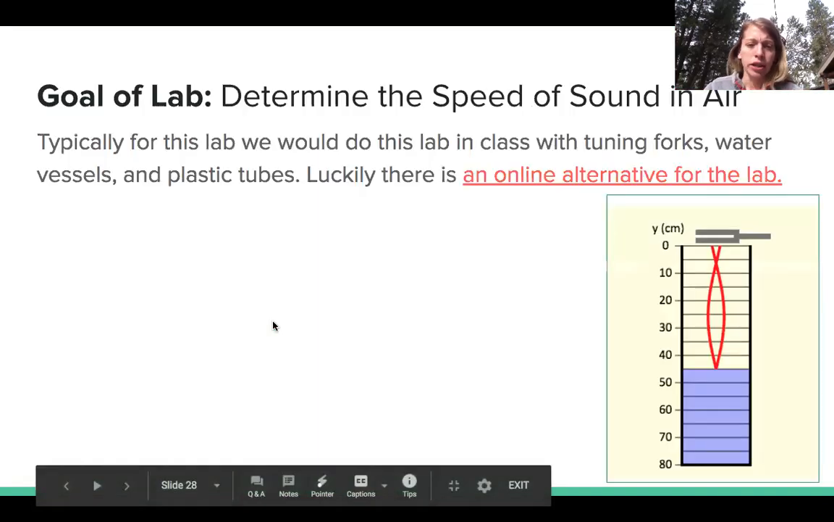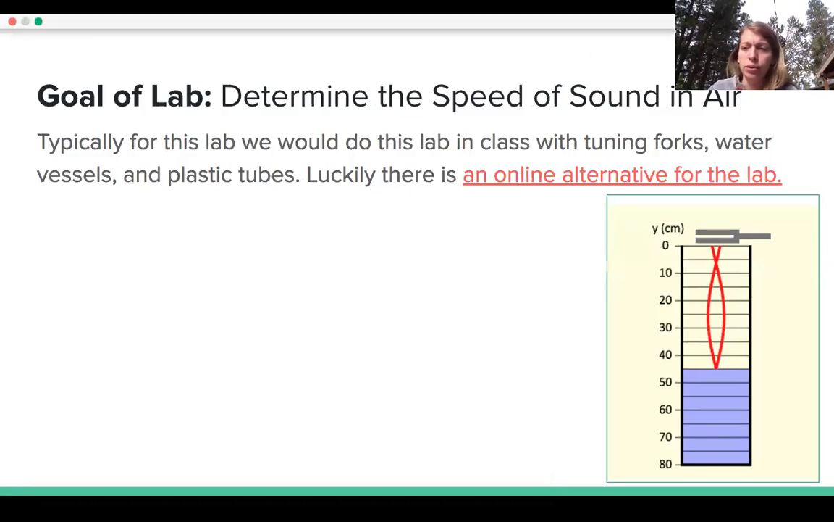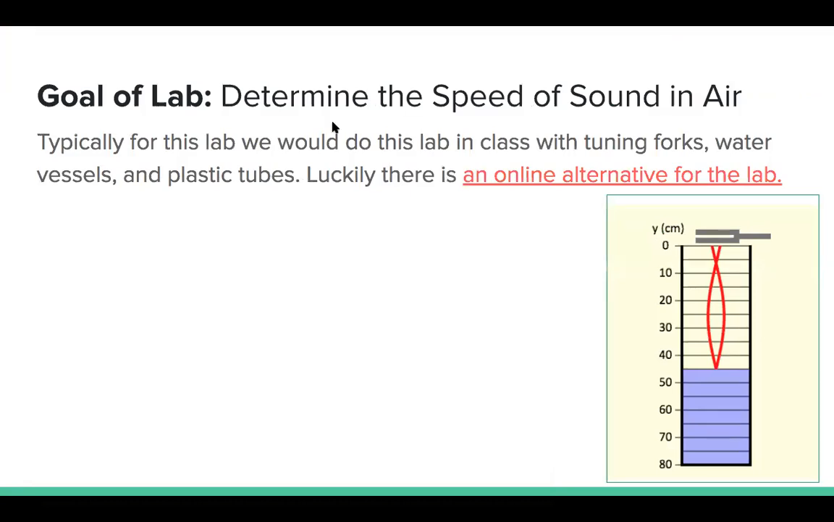Now for the procedure. For this lab, what you're going to be doing is finding the speed of sound. That's the whole goal of this lab. I'm going to put my video away. Usually we would do this in class with an actual tube and a tuning fork to try to create resonance in a tube. However, since we can't do that, we don't all have tuning forks, there's a nice little online alternative. I'll pull that up in a second. This link brings it to you, or there's another link as well.